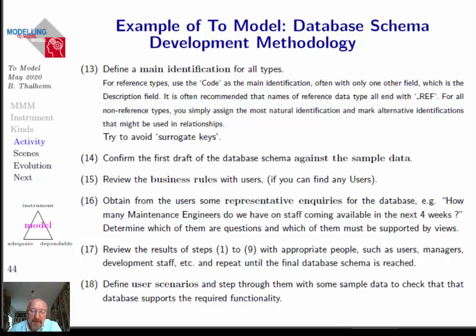We confirm the first draft against the sample data. We review the business rules with users. We obtain from the users some representative inquiries for the database. Then we review steps 1 till 9 for, let's say, proper development, proper schema, proper views. So in this case we use our neighbors, our community of practice, and try to review whatever has been done in the first 9 steps.